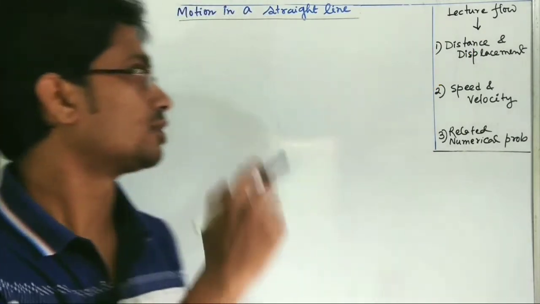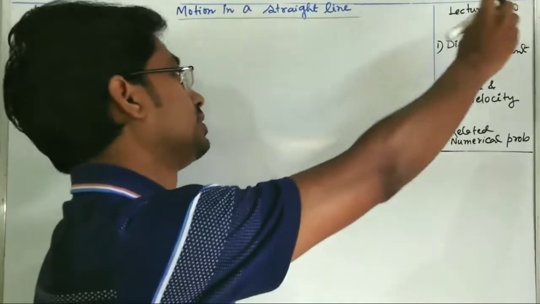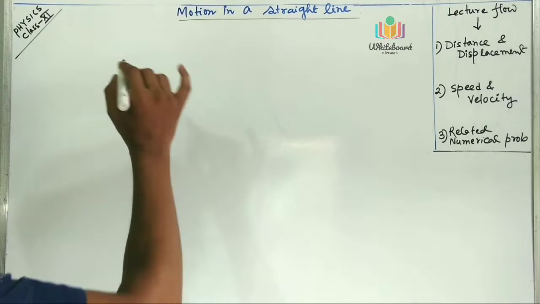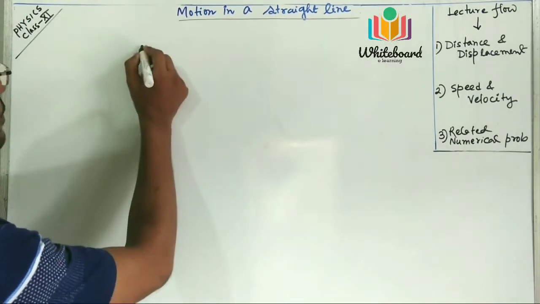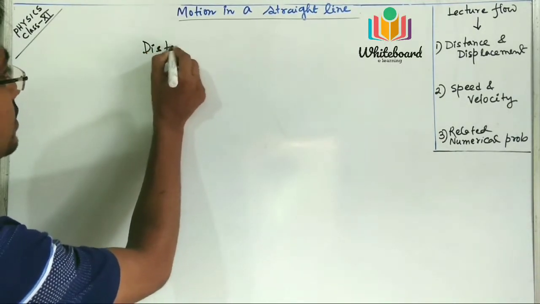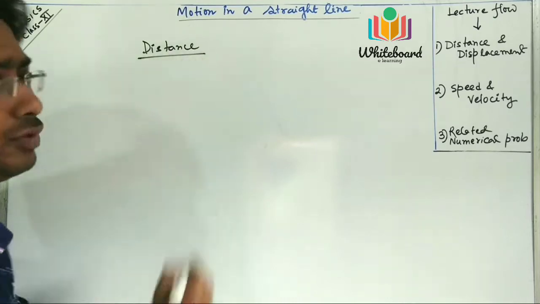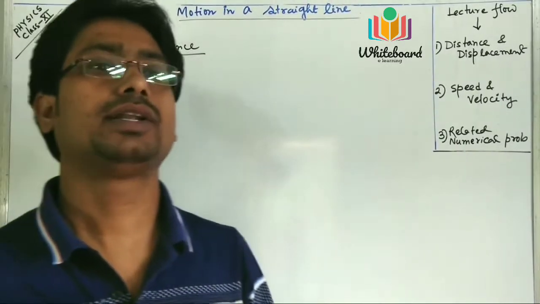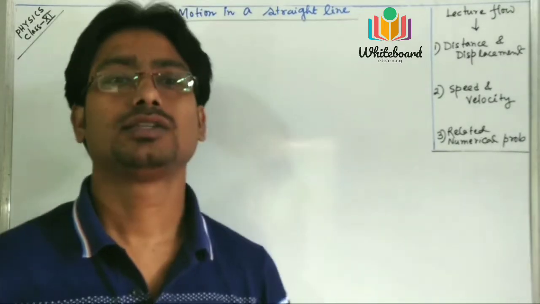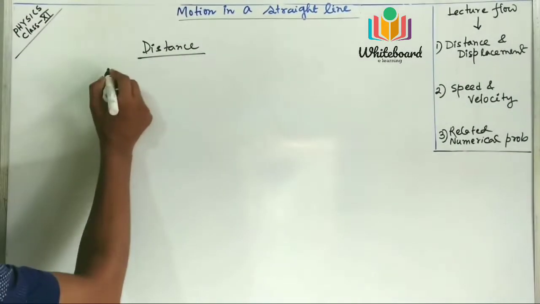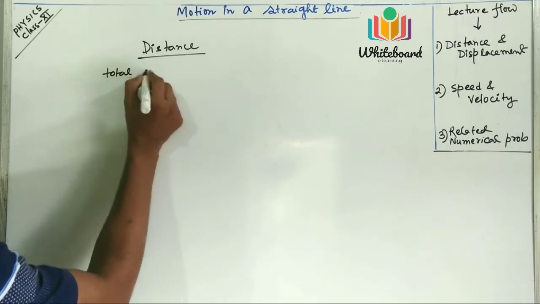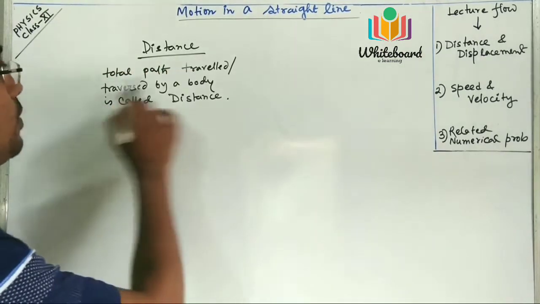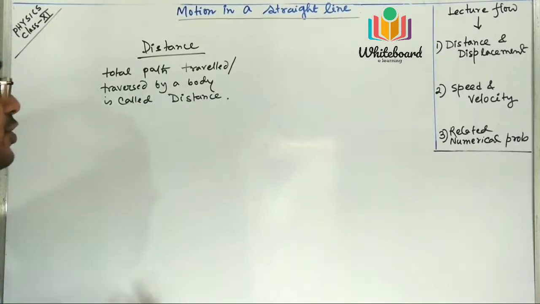So first of all, we will start with distance and displacement. Very easy. First, we give the description of distance. If a body or a particle traverses or travels, the total path is known as the distance. So you can write it this way: total path traveled or traversed by a body is called distance.